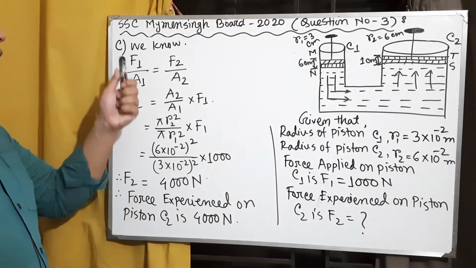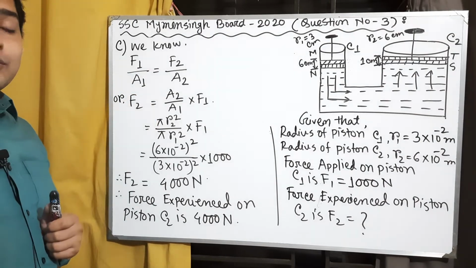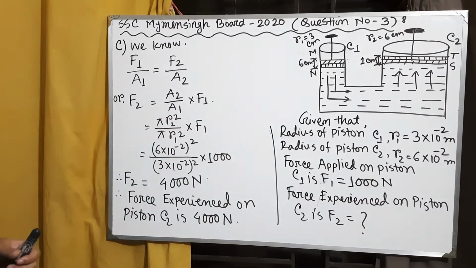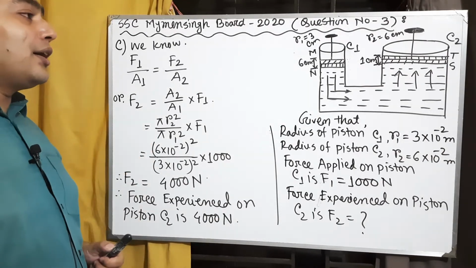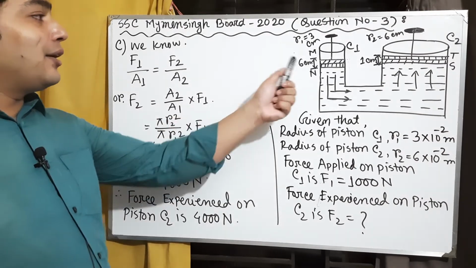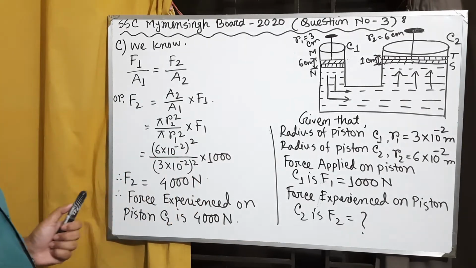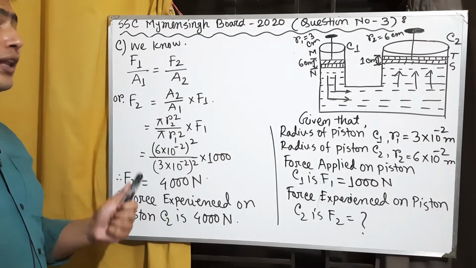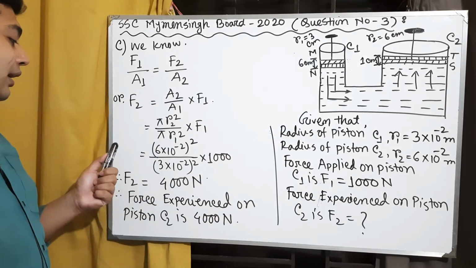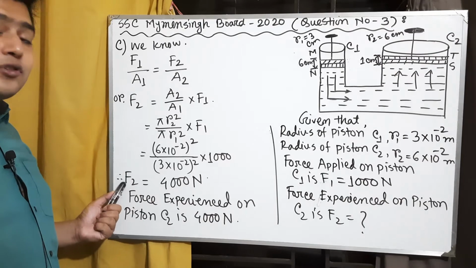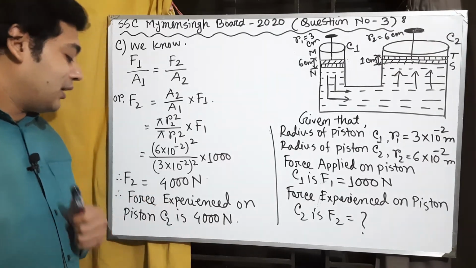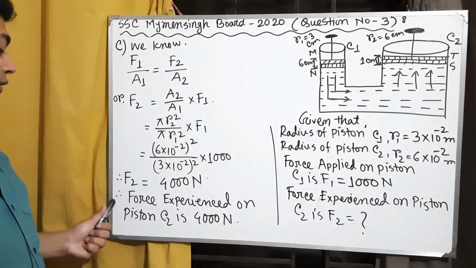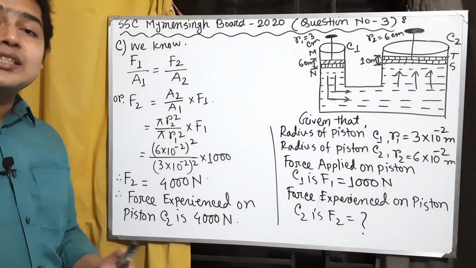According to Pascal's law, we know F1 by A1 equals F2 by A2. So we can write F2 equals A2 by A1 into F1. The area of piston C2 is pi R2 square and the area of C1 is pi R1 square. Pi and pi cancel, so F2 equals R2 square by R1 square into 1000. Putting in the values of R1, R2 and F1, after calculating we get F2 equals 4000 Newton. So my dear boys, this is the experienced force on the C2 piston: 4000 Newton.